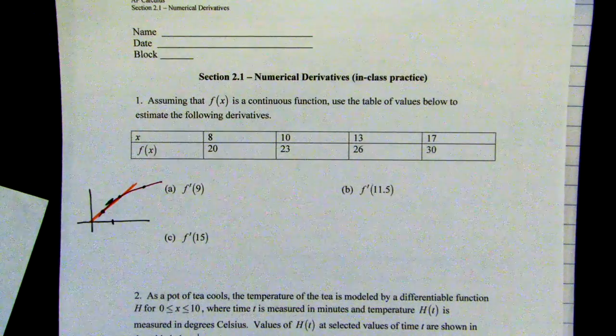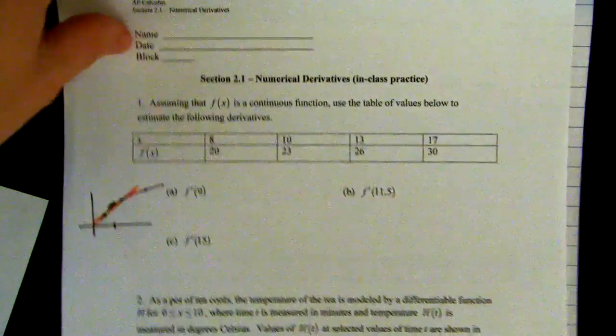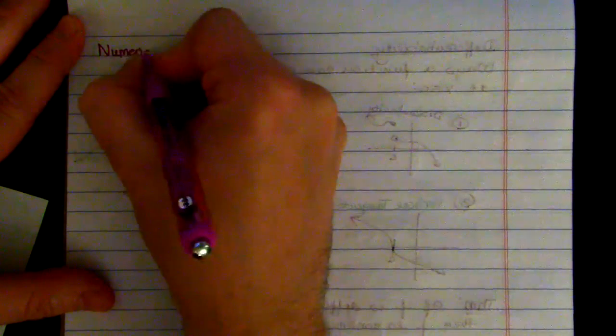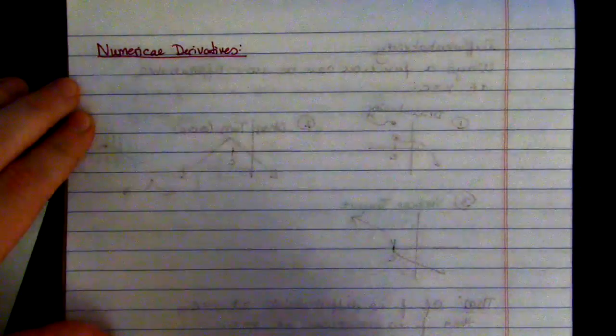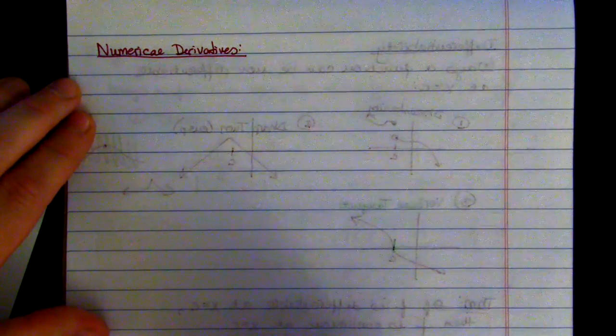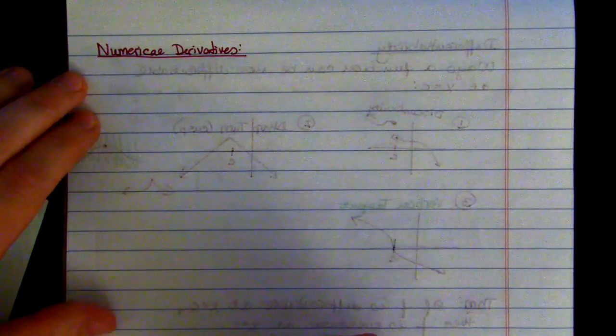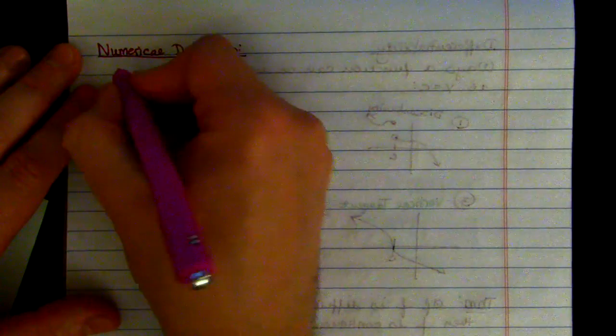Do I want to write this in the notes? Yeah, I think we should probably write this in the notes. One line we're going to write in our notes about numerical derivatives, and then we'll go to that worksheet. Numerical derivatives. To estimate derivatives from a table of values, we're going to just find the slope of the secant line through 2 points around the x value we're trying to find the derivative at.